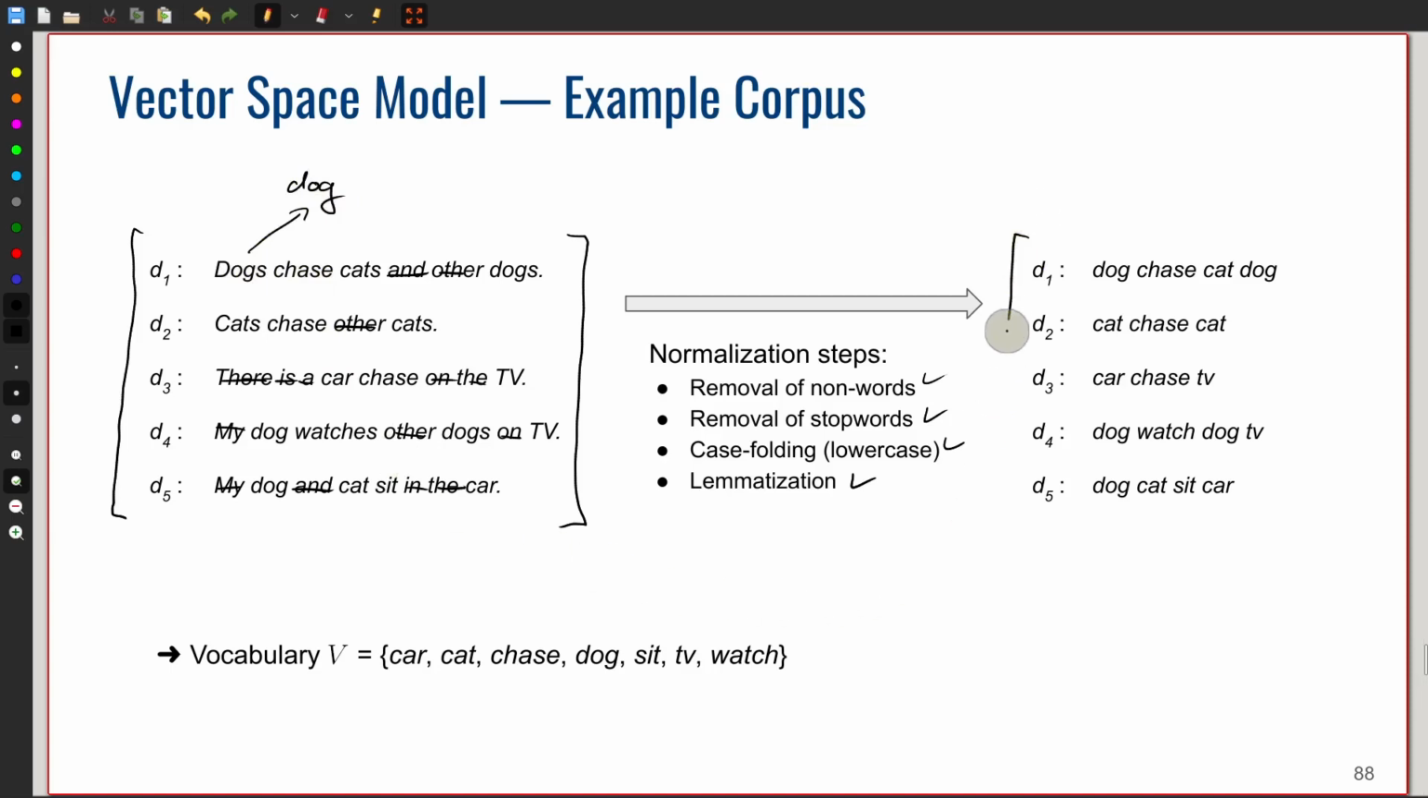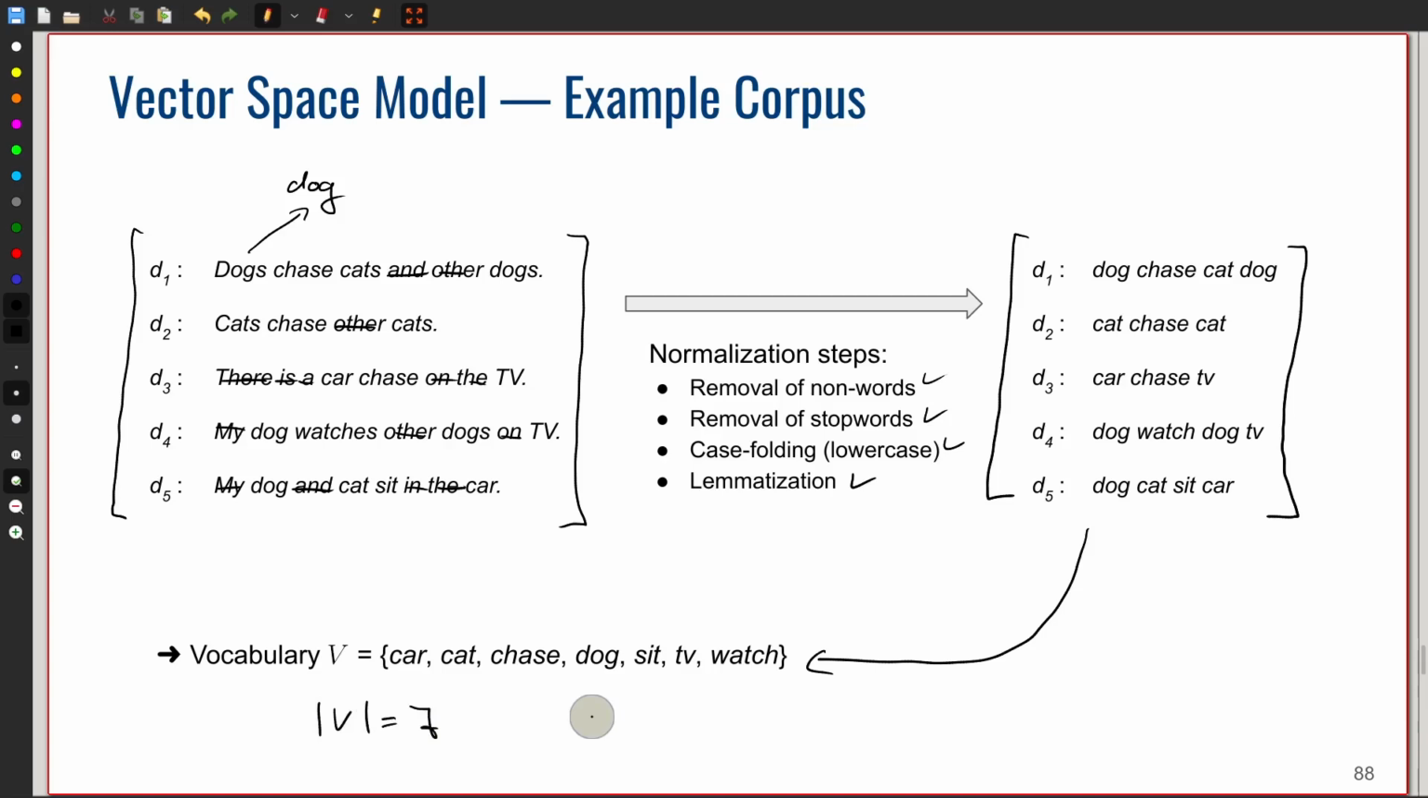So this gives us now our normalized text corpus, which obviously looks much simpler, has fewer words. It also means that now we can directly derive our vocabulary, meaning the set of all unique words. And in this case, we only have 7 words. So now we already know that all of our document vectors will later have a fixed size of 7, because this is the size of the vocabulary.